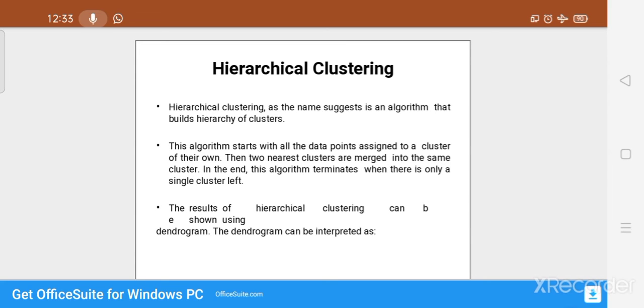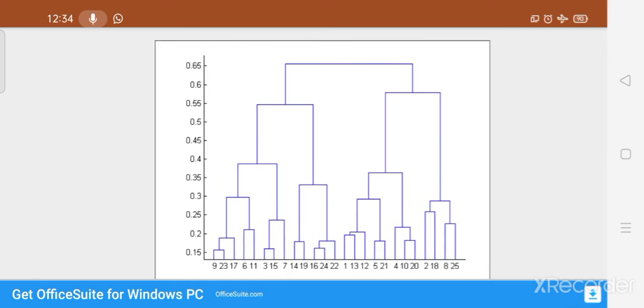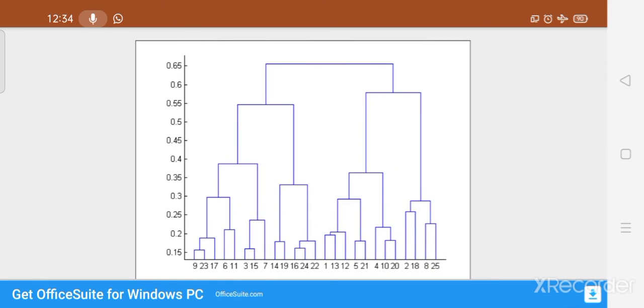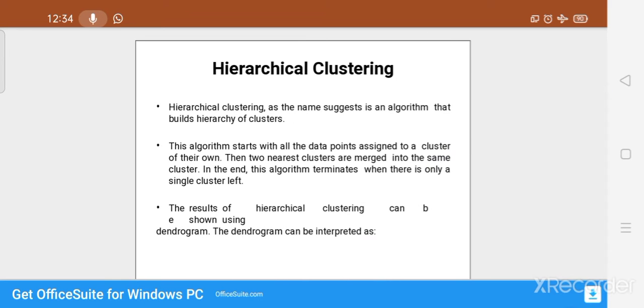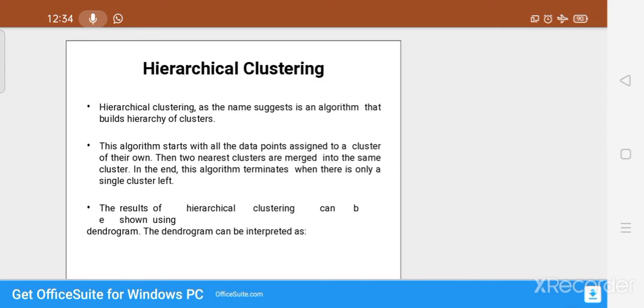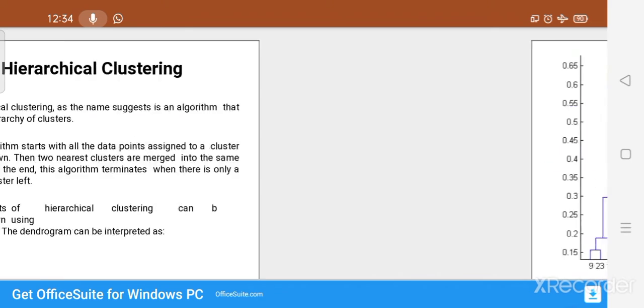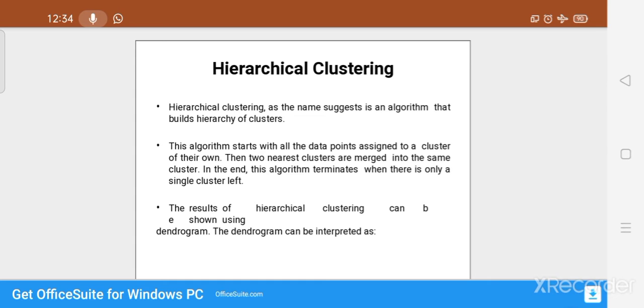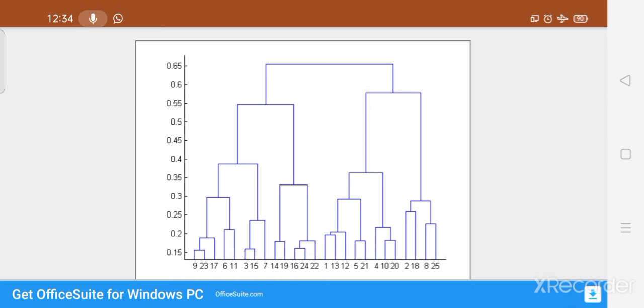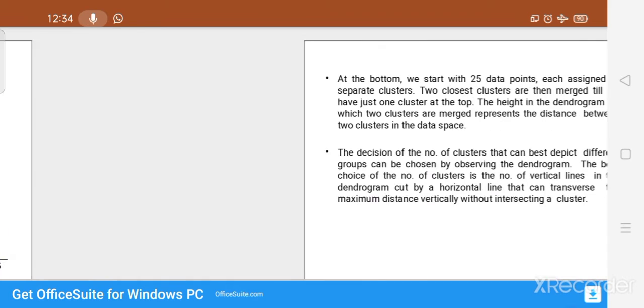Okay. So this algorithm starts with all data points assigned to a cluster of their own. Then two nearest clusters are merged into the same cluster. Okay. So two nearest clusters are merged into one cluster. So likewise this algorithm works. So in the end this algorithm terminates when there is only one cluster left. Okay. So the result of the hierarchical clustering can be shown using the dendrogram. So this is what the dendrogram of hierarchical clustering looks like.